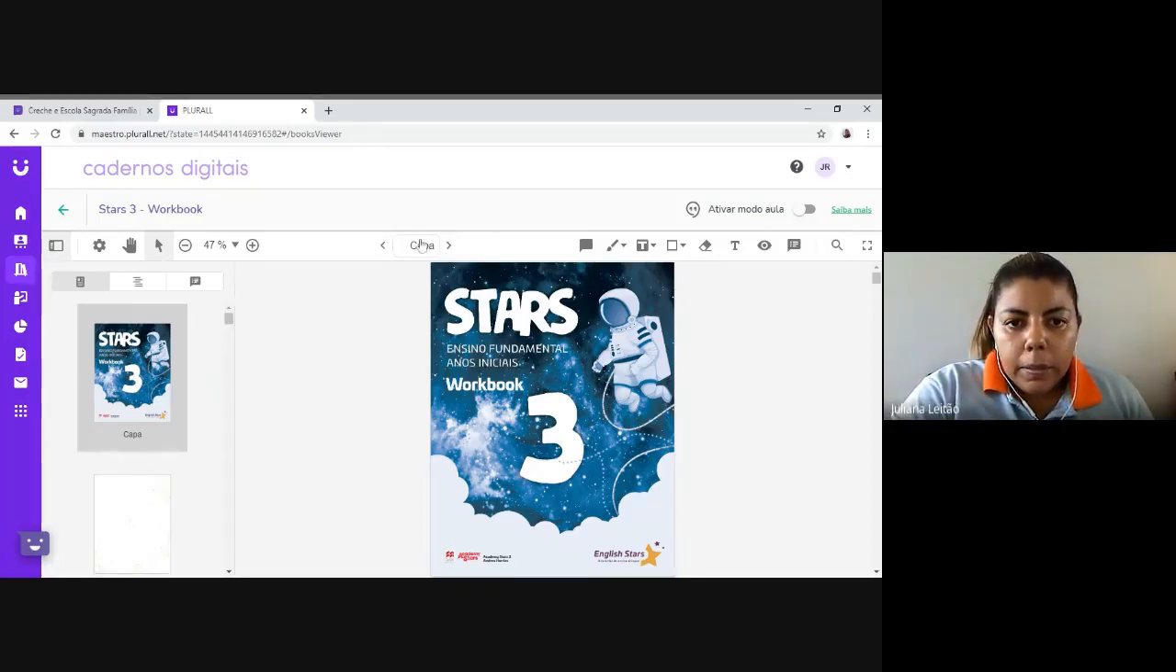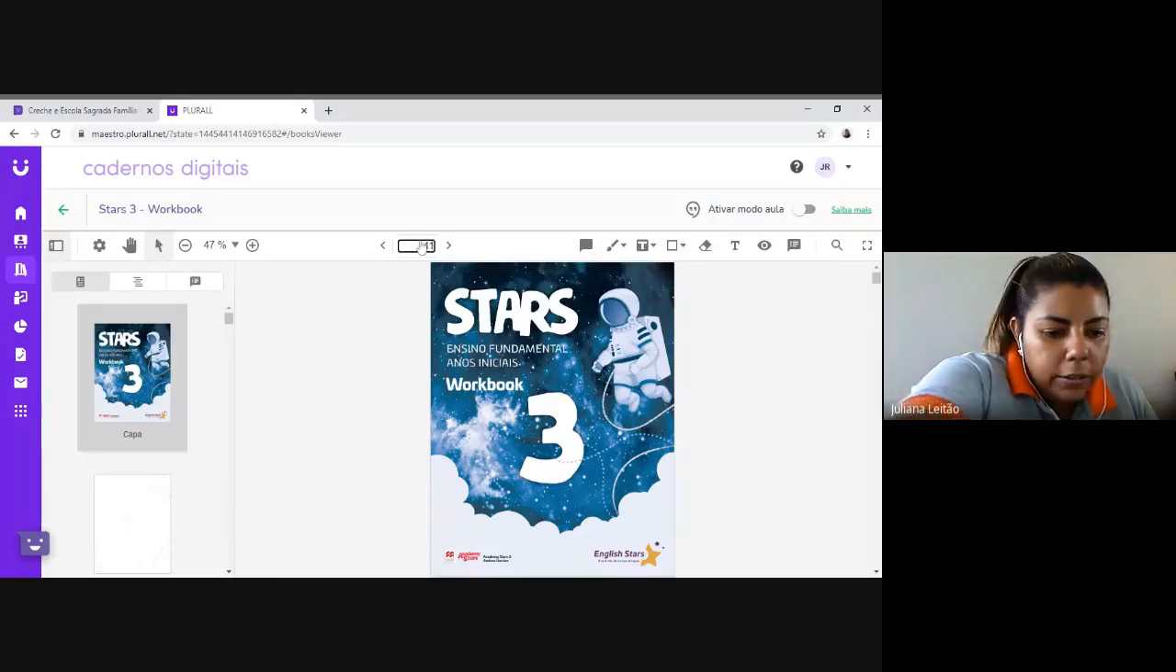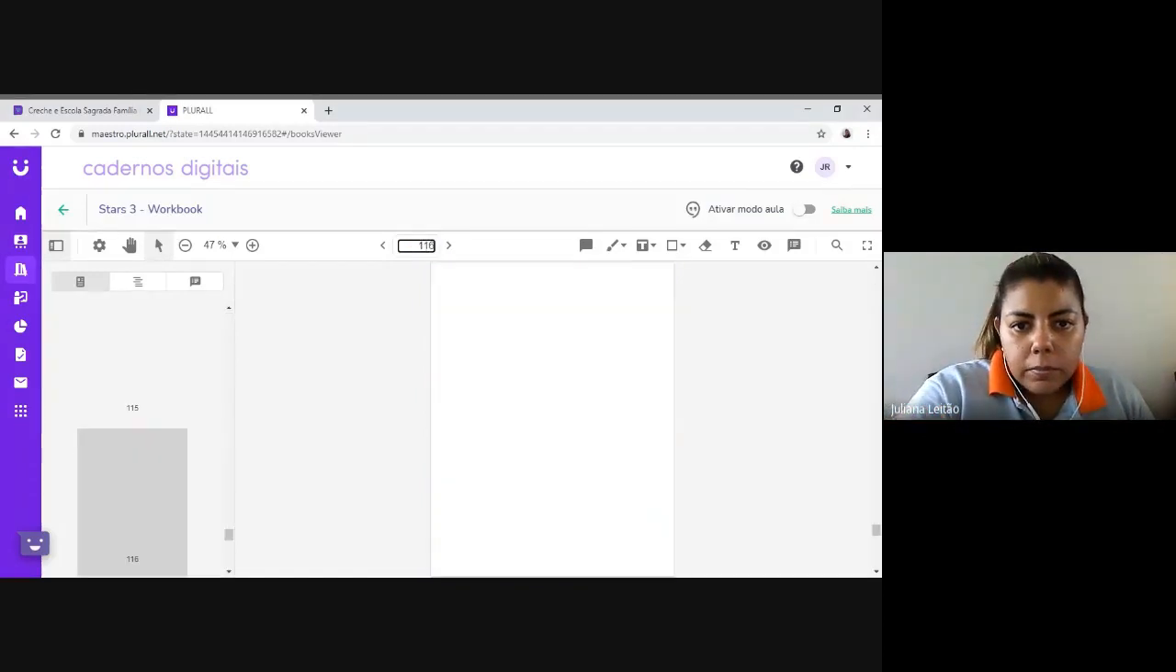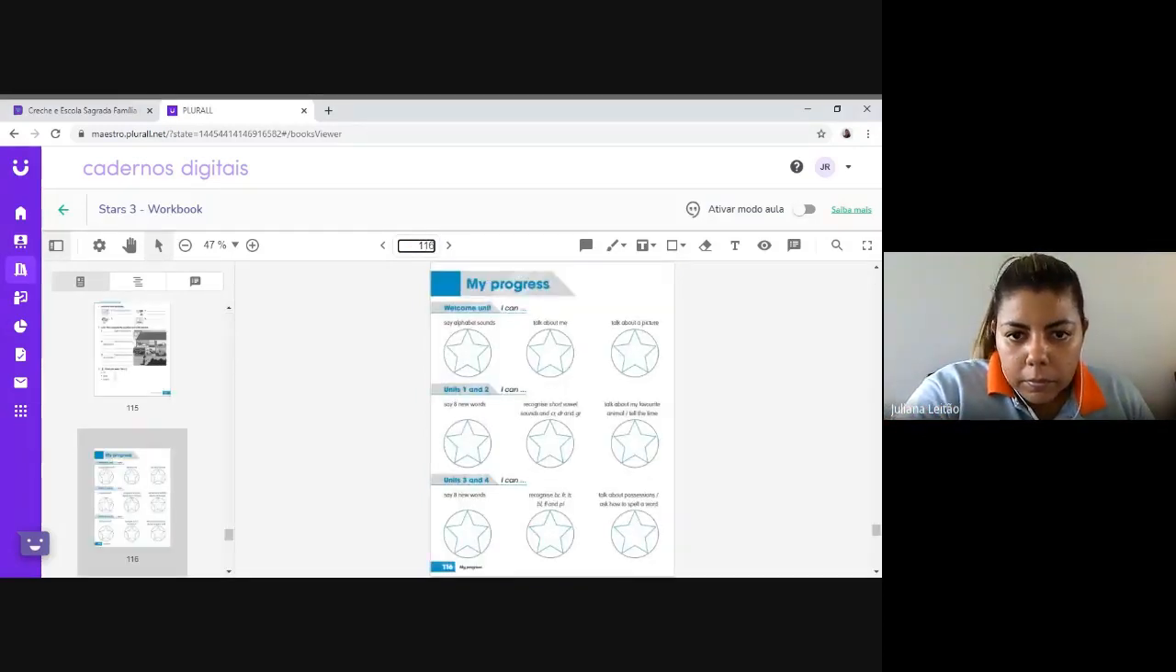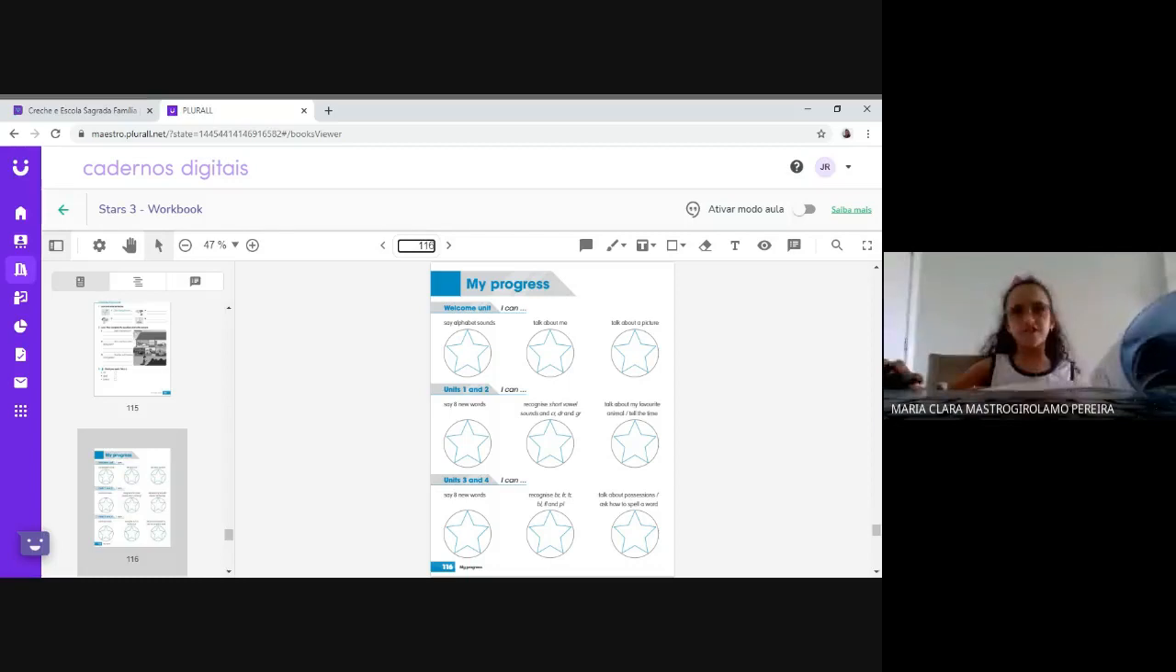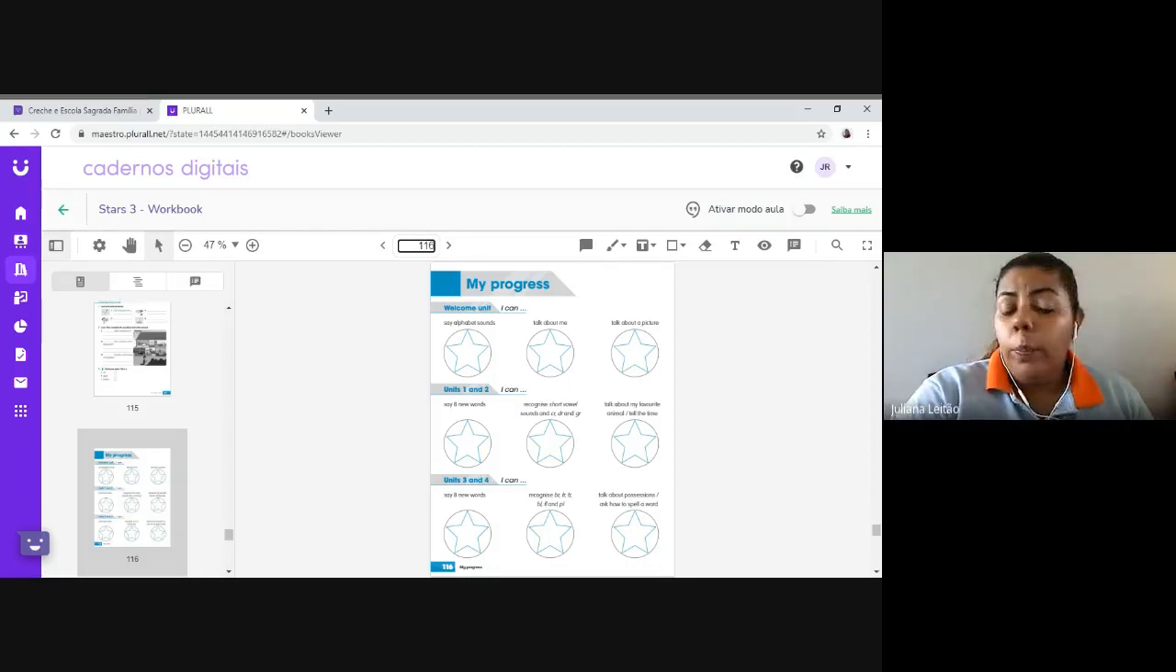Workbook, page 116. Ok ou não? Página 116? Hey, no Portuguese. Look at your computer. Page 116.